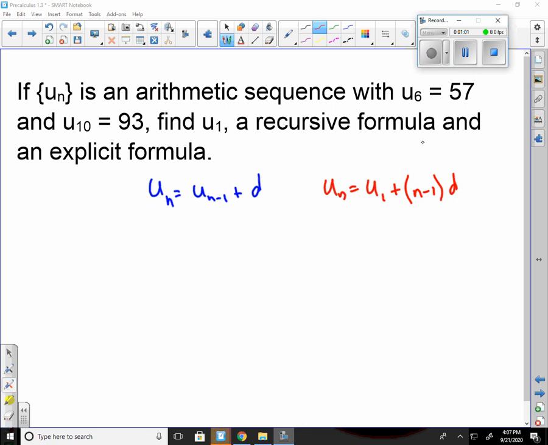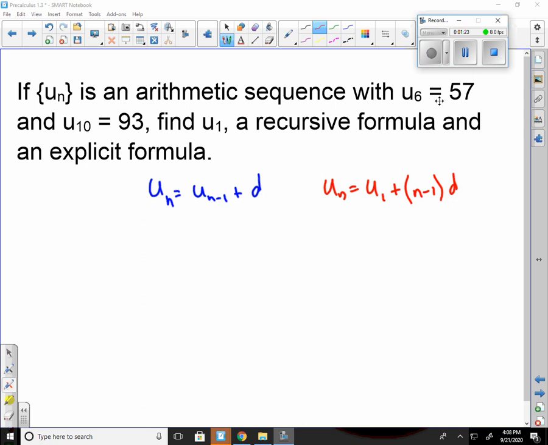For this one, we have a problem. We don't have a common difference, and we don't have a u sub 1. So we're going to have to find our u sub 1, and before that, we have to find our common difference. Here we have u sub 6 and u sub 10. This is the 10th term in the sequence and the 6th term in the sequence.